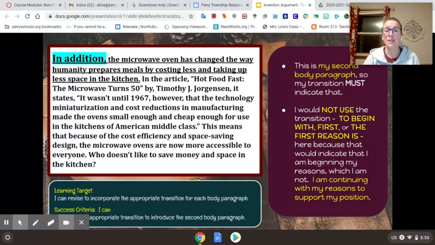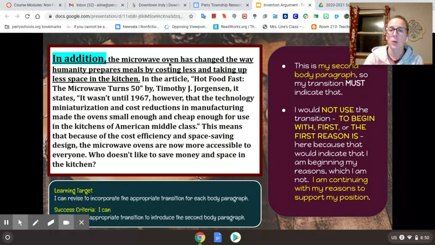So it says, in addition, and again, this is my second body paragraph, so I can now use the ones that are like next or in addition or the second reason. Those are ones that you can use because, again, it's following along. It's the next thing that you're talking about. So I chose to use those words, in addition.